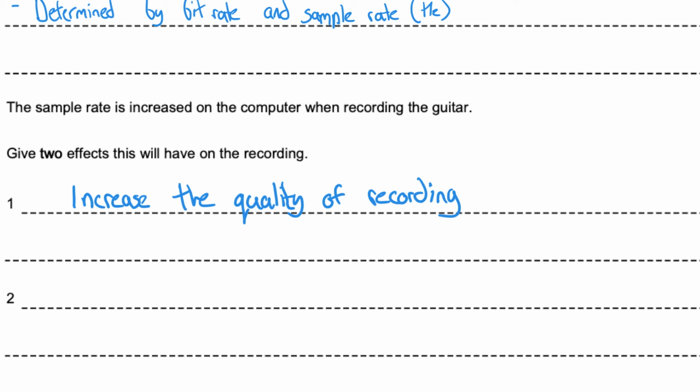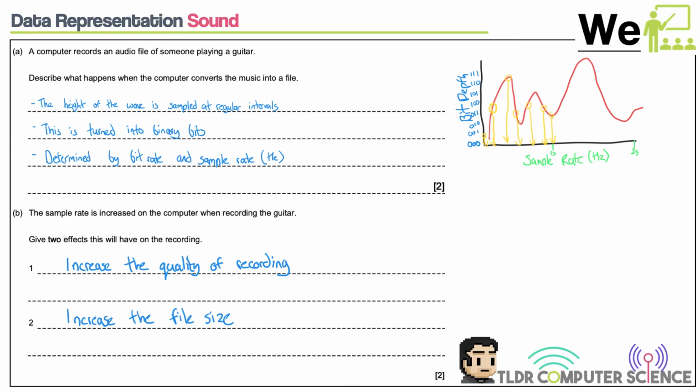Are there any downsides? Well, I'm afraid there is. If you double the sample rate, you'll literally double the file size. So unfortunately, the downside is that it's going to increase the file size. Okay, great stuff. Let's keep going.